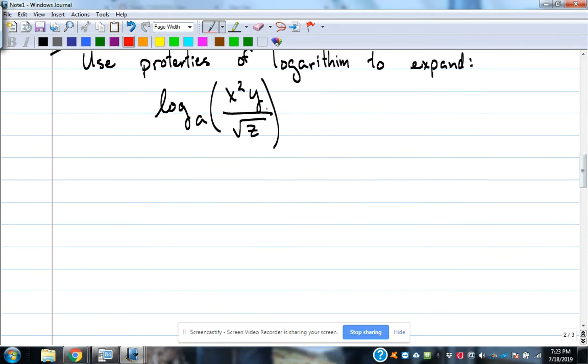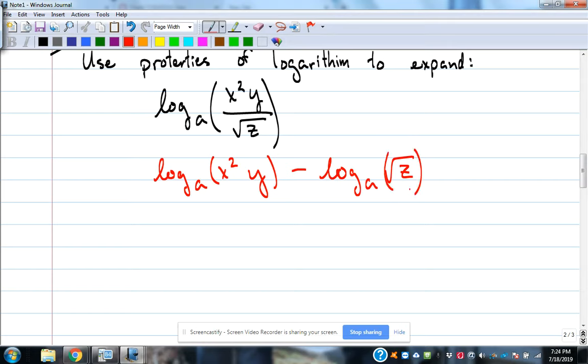So I see the big overarching part of this problem is that it's a division problem. So if I can take this and create a subtraction problem, log base a of x squared times y minus log base a of the square root of z, and then take those and expand them individually. So this is going to become log base a of x squared plus log base a y, and then minus log base a of the square root of z.